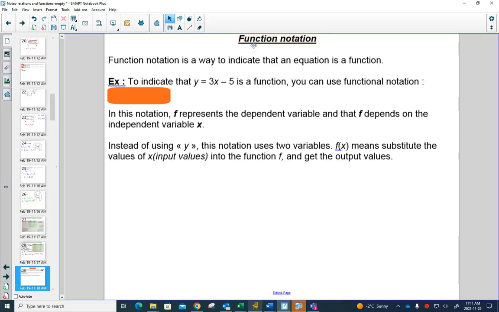Function notation. So what was this blank? That is probably the blank that I just did. Function notation. That's one of the nice things about having the box, is that you'd be like, ooh, I was supposed to write something in there. What was it?